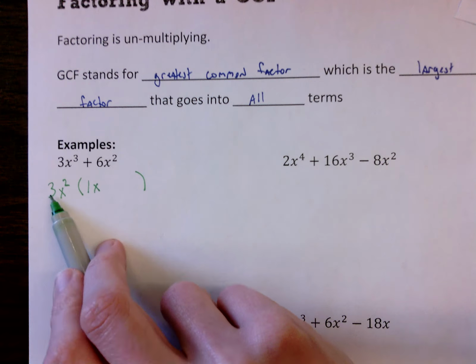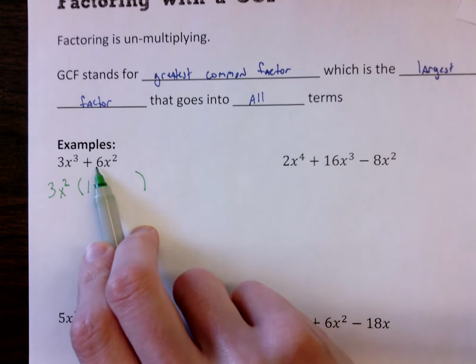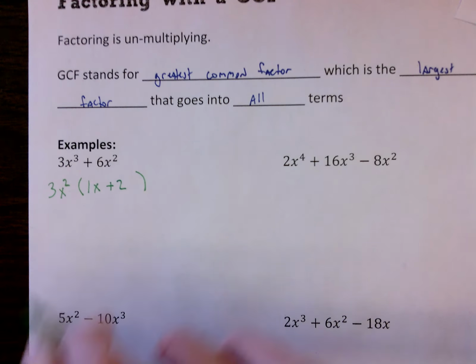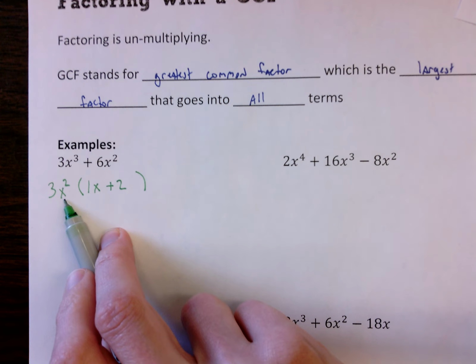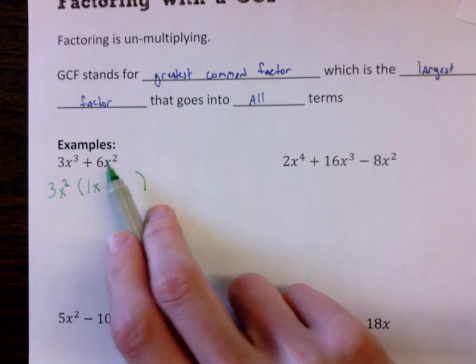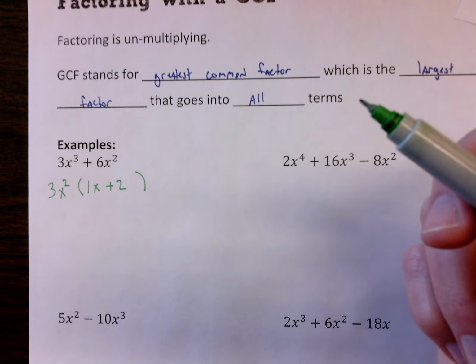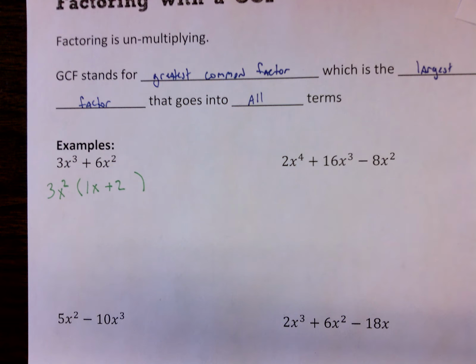Now the other one. What do I have to multiply 3 by to get positive 6? Well, positive 2. And if I have 2 x's here, and I need to have 2 x's, how many x's need to be here so I'll have 2 in the end? Well, none, right? Because we just wanted to keep the same. So that's it. That's our answer.